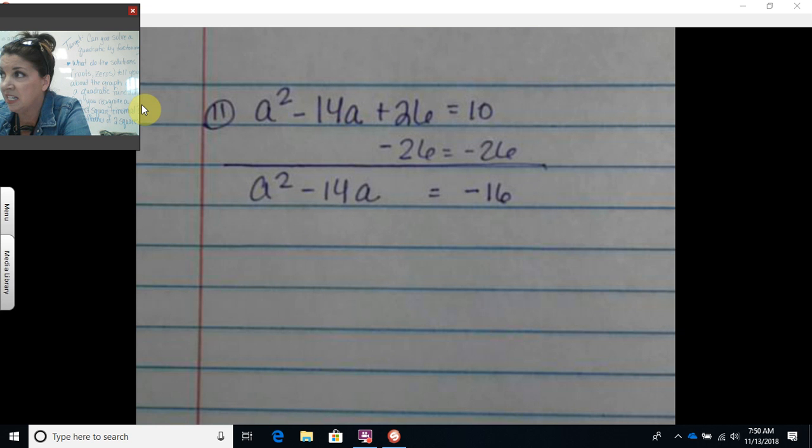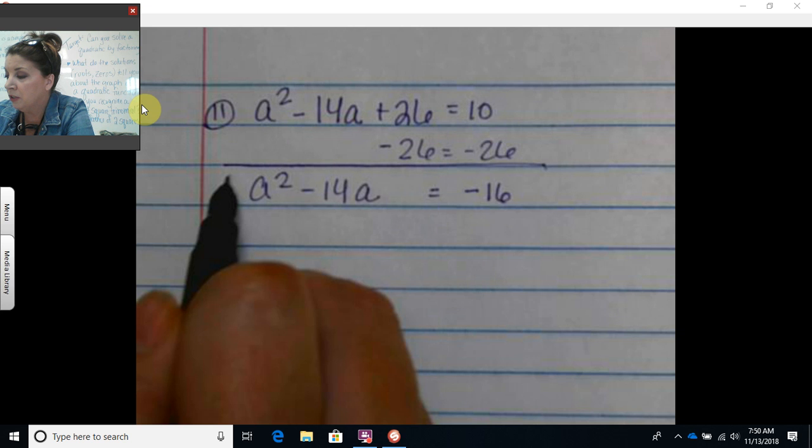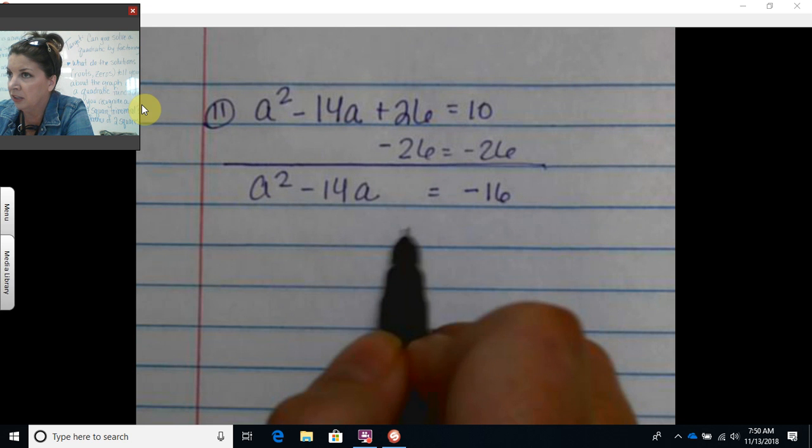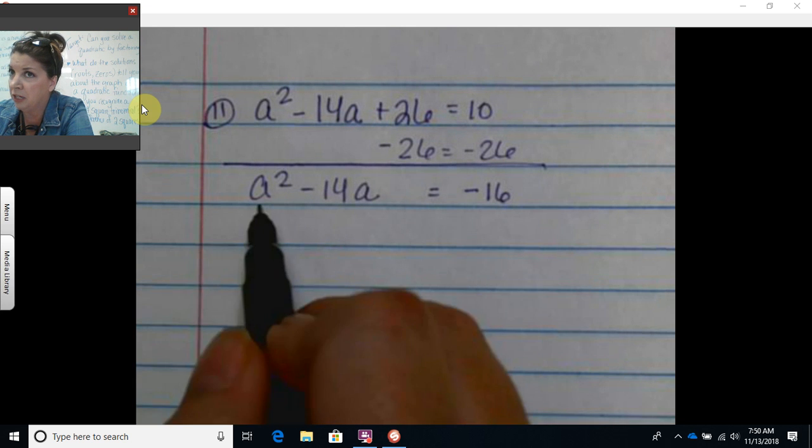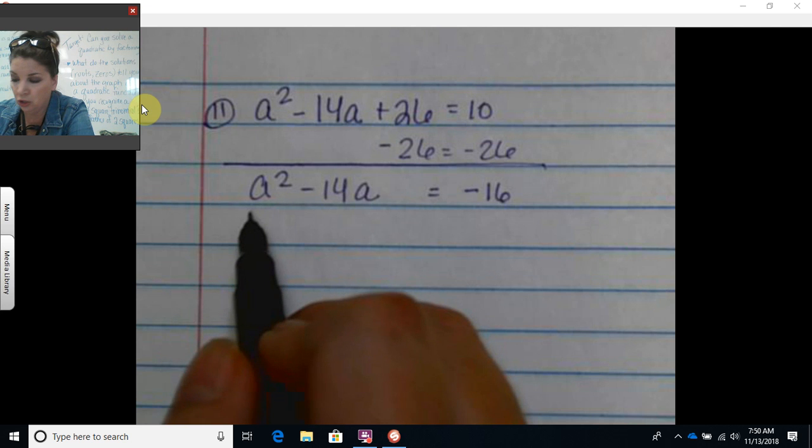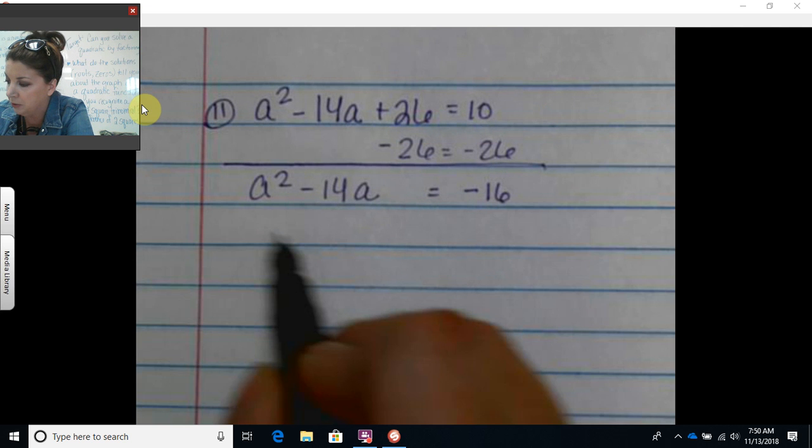Now, if a is anything other than 1, we have to divide every term by a. But in this case, a is 1, so we don't need to do that step, right? But don't forget it, because say a is a 2. Well, if you're trying to make a perfect square trinomial on the left side, if you have 2a squared as your first term, is that going to make a perfect square trinomial? No, because it's not a perfect square. So don't forget that step, because you're trying to make a perfect square trinomial.